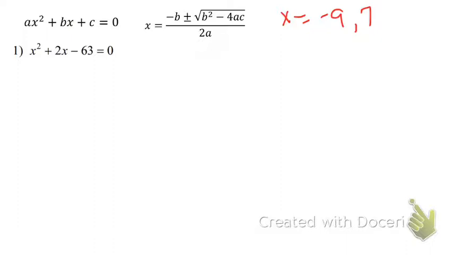First, we have to figure out what a, b, and c are. A is the number in front of the x squared, so in this case, a is 1. You don't have to write this down; you can just take it right off the equation. B is the number in front of the x, so in this case, b is positive 2. C is the constant term, which would be negative 63.